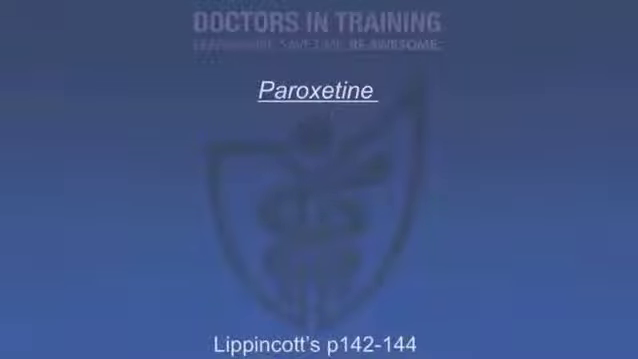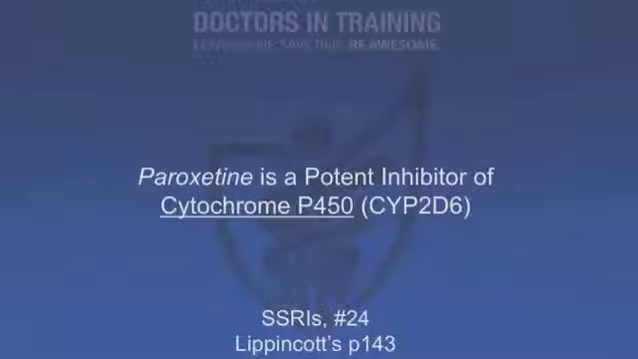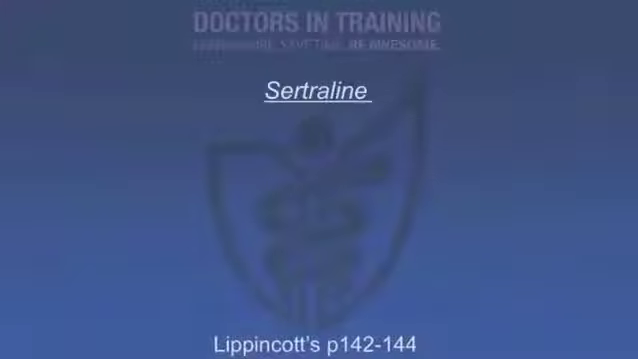Paroxetine has the highest incidence and severity of discontinuation syndrome because of its short half-life. It's a potent inhibitor of cytochrome P450-2D6, just like fluoxetine. It undergoes fecal excretion as well as renal. It's FDA approved for depression, OCD, PTSD, generalized anxiety disorder, and panic disorder. As a special note, this is the first antidepressant formally approved in the United States for the treatment of panic attacks.